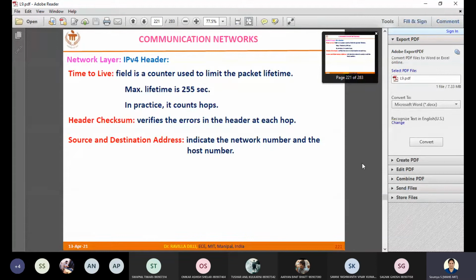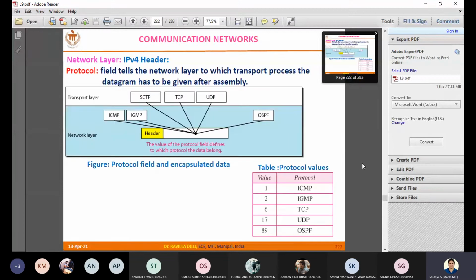Next field is time to live. Time to live is the maximum time for which this particular packet can survive within the network. After that, it is not supposed to be forwarded by any element. So it is a field used to limit the packet lifetime. Maximum lifetime value can be 255 seconds. In practice, it is nothing but the number of hops that it can go. The next one is header checksum. It verifies the error in the header at each hop. Then the source and destination address, which give you the source address and the destination address.